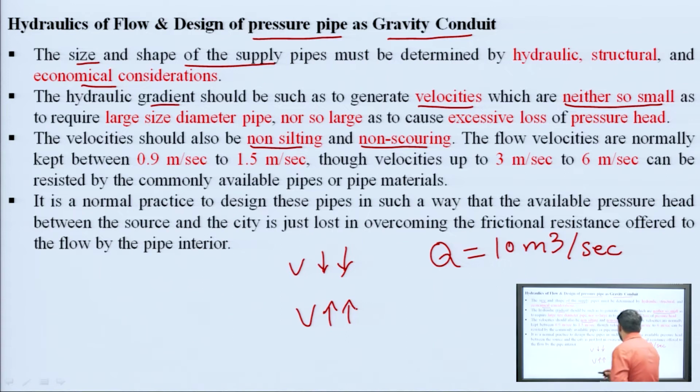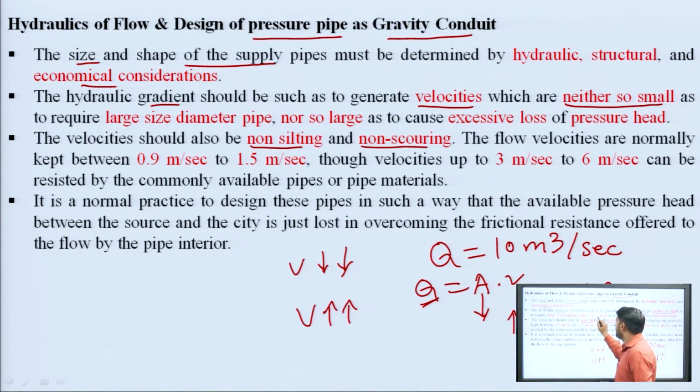What will be the cases? We all know that Q equals area into velocity. When velocity is too low, what will happen? Area will be too high in order to fulfill that discharge. So, area increases. If area increases, it means diameter of pipe increases, and if the diameter of the pipe is too large, then it will result in higher project cost. It will increase the cost of the project.